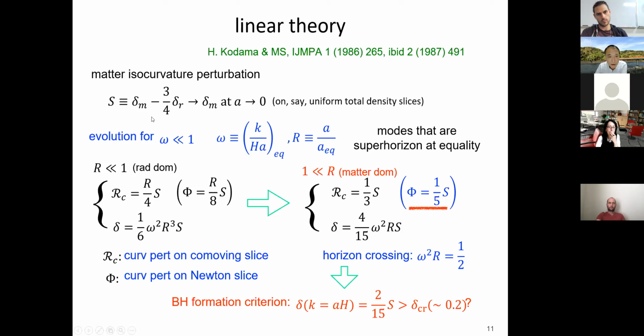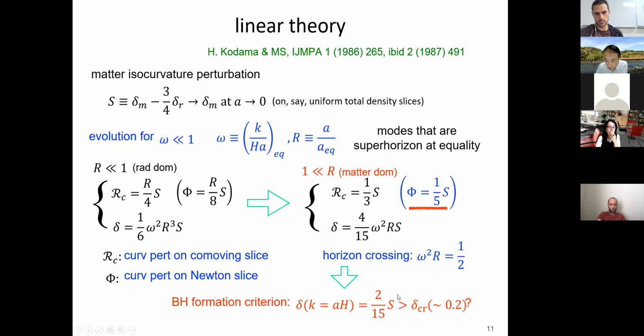Now, if these perturbation wavelengths are much larger than the horizon scale when matter becomes dominant, then essentially you have a result which is similar to the initial curvature perturbation of amplitude, say, 1/3 of S. This is the curvature perturbation amplitude, and in this case you have some density perturbation during matter dominance, which behaves proportional to the scale factor, with a over a_eq.